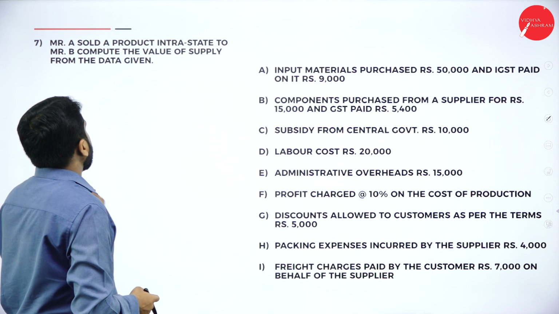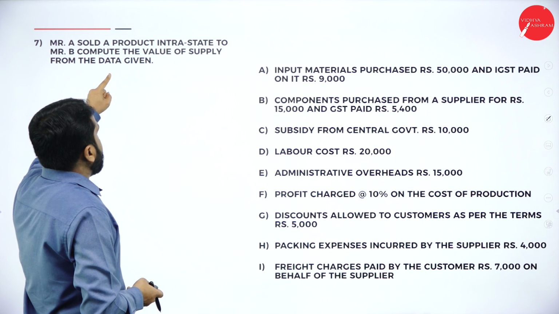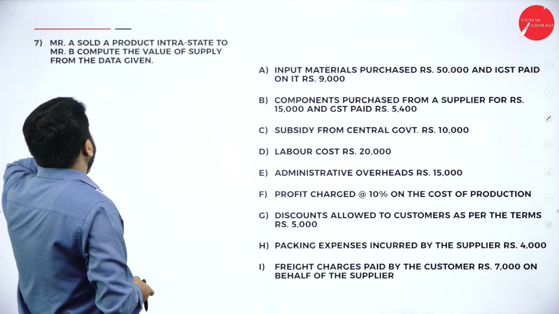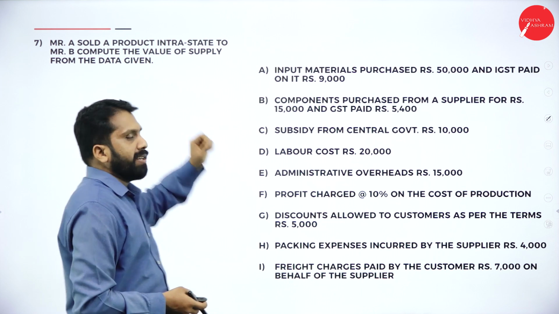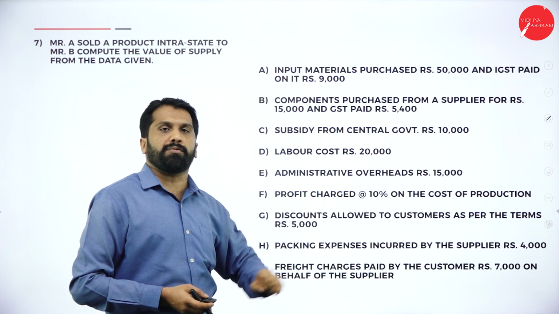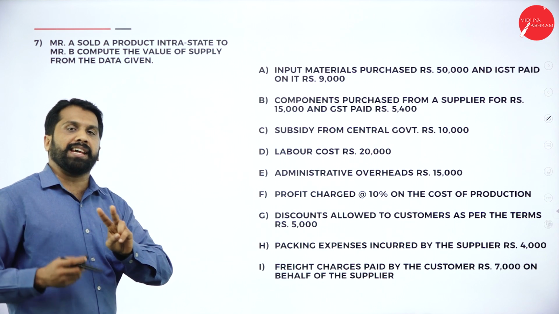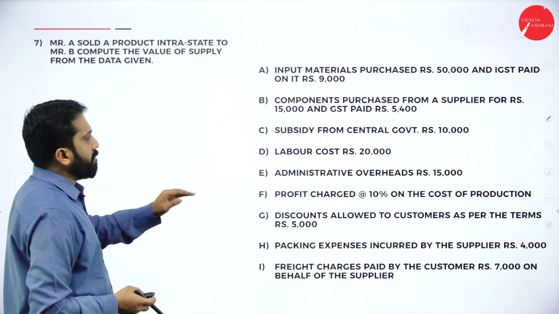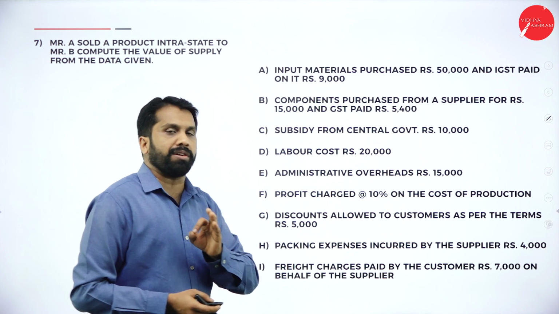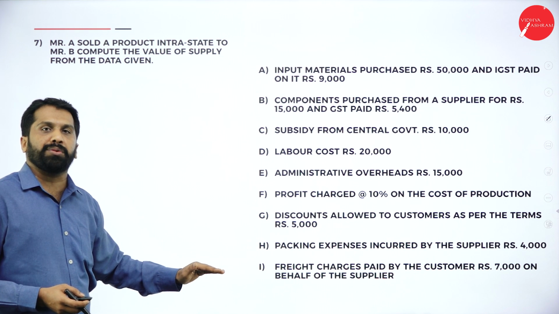Next, your third question, for 10 marks. Mr. A sold a product intrastate to Mr. B. Compute the value of supply from the data given. You have to find out the value of supply. We have already done one for 20 marks. Again, you will get one more question for 10 marks. Again, you have to remember which things we are not supposed to take. Remember that we have to exclude those things.